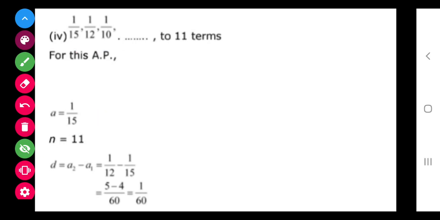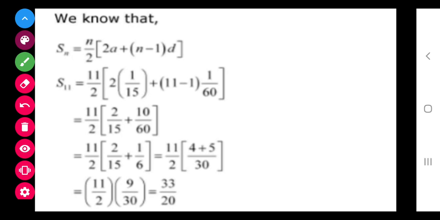D we can find out by solving this and this. So this is minus 1 upon 60, and n we are having, this term is n, so n we are having. So finally we can implement the formula A N D. Now they have solved. Again on solving we are getting plus 33 upon 20. So class, this is the way you will do.